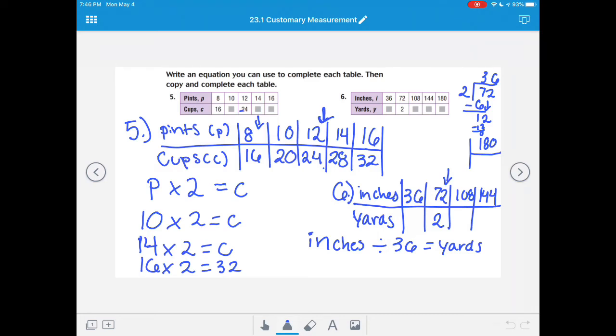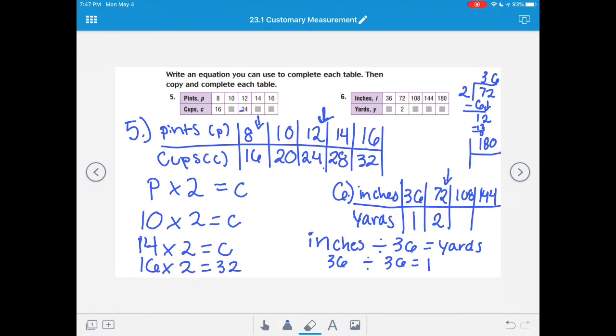So to solve this, what I need to do now is plug in the number they give me for inches, plug it into my equation. So in the first one, I have 36 inches, so I'm going to put 36 there instead of the word inches. I'm going to divide it by 36, and that should tell me how many yards. What is 36 divided by 36? Any number divided by itself is 1. So 36 divided by 36 equals 1. 36 inches is 1 yard, which makes sense. That's what the chart showed us as well.